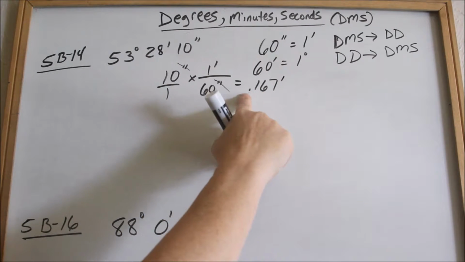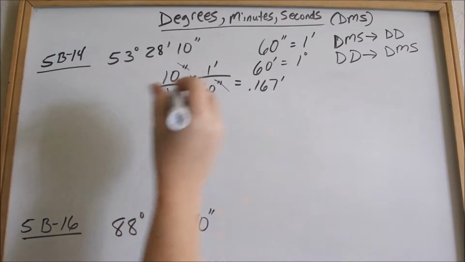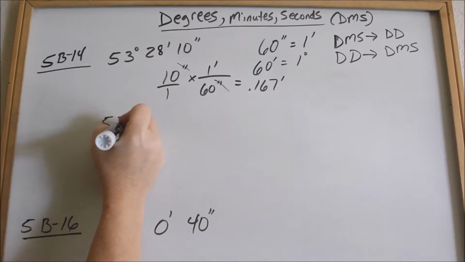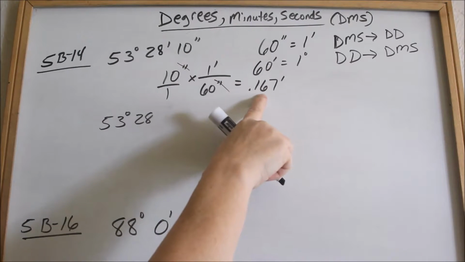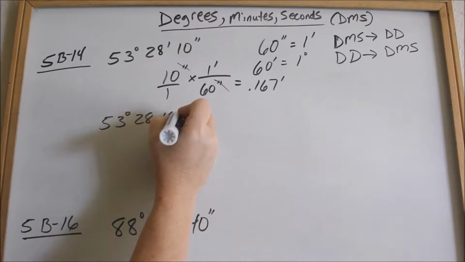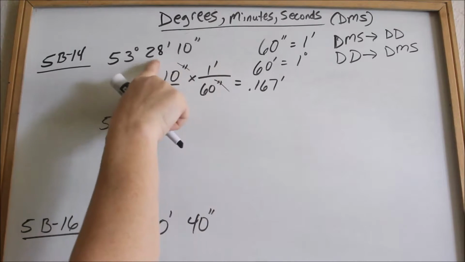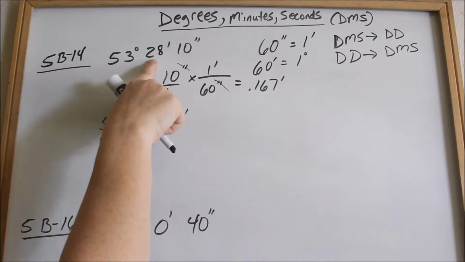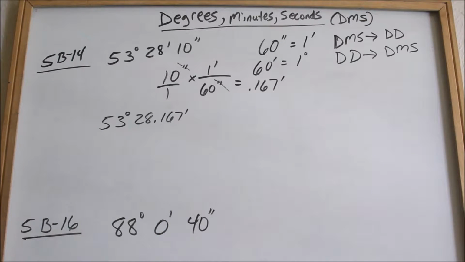So we take this and add it to that minutes right there. So now what we have is 53 degrees, 28 minutes, and 10 seconds is 0.167 of a minute. So now we have 28.167 minutes. I took this fraction of the minute and added it with my minutes. I can combine minutes to minutes. So now I've got 28.167 minutes.